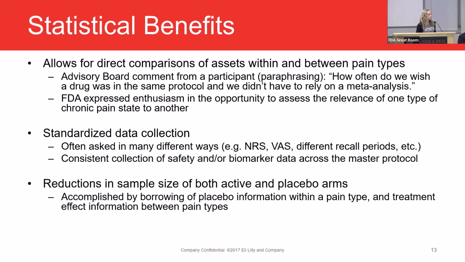Again, a lot of times these trials will utilize different endpoints, so maybe it's a VAS. How does that compare to the NRS? It's therefore hard from a meta-analysis standpoint to do that, and/or it's lacking consistency in collection of safety and biomarker. And ultimately, the master protocol affords the opportunity to reduce sample size in both the active and placebo arms.